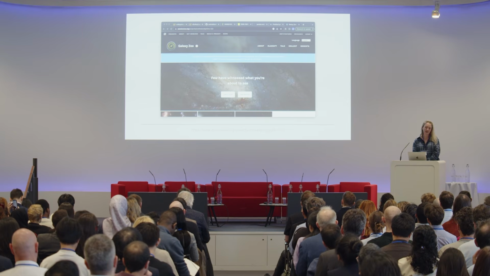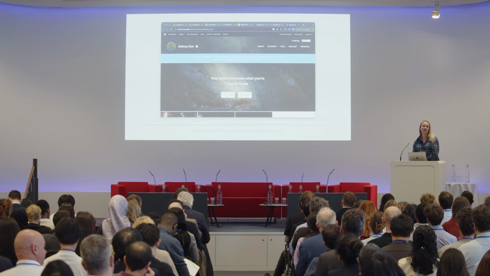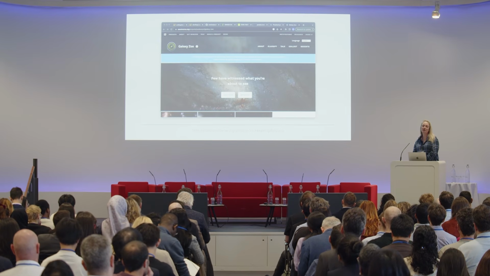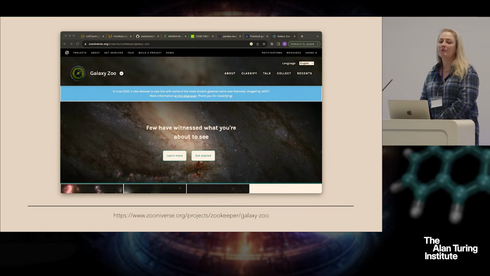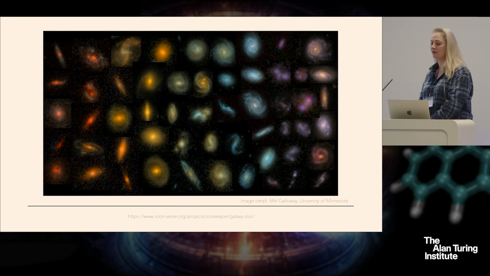The Galaxy Zoo project, for those who don't know about it, was a citizen science project to which more than 1 million individuals have now contributed, asking citizen scientists questions about the morphology of different galaxies, because the morphology of galaxies is intrinsically tied to the scientific analyses that we do in astrophysics.